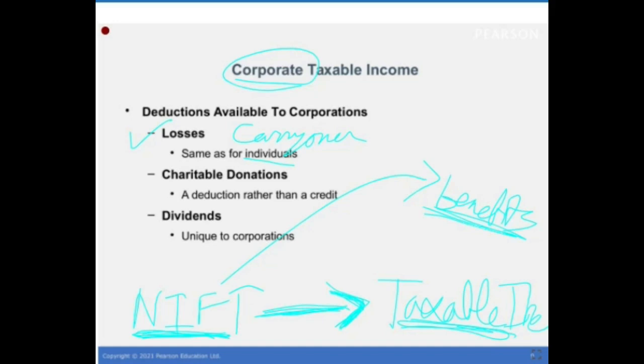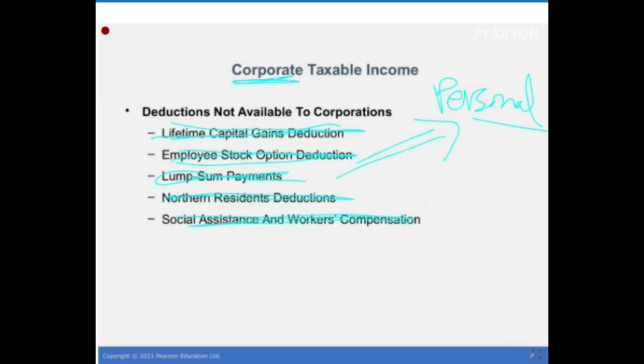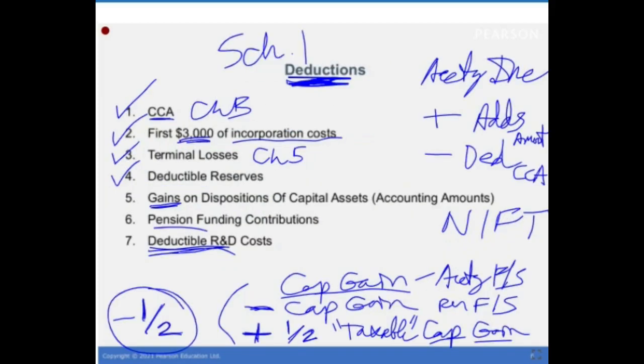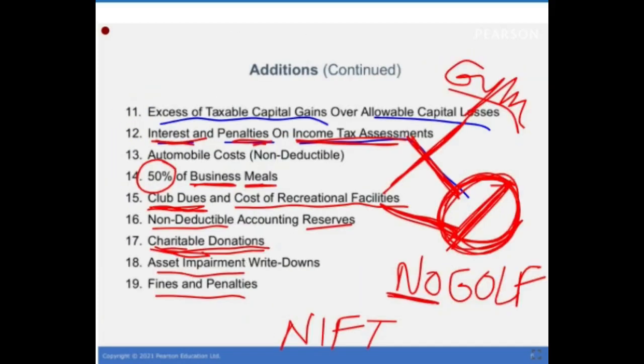This one's a little bit of a different one for corps. Charitable donations. This is a deduction for corporations, not a credit. We learned about calculating it as a tax credit for individuals. Well, for corporations, it's different. It actually is a deduction that reduces your taxable income. You will notice a few slides back. Where did it go? Right here.